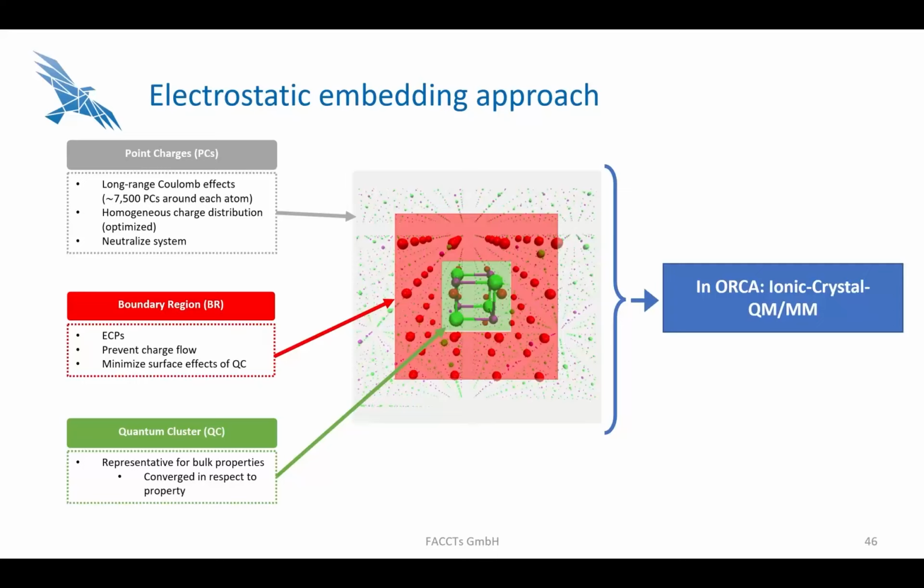The long-range effects of the crystal are then imitated by a large field of point charges. These point charges do not only have to represent the electrostatic long-range effects by creating a homogeneous charge distribution imitating the ionic charges of the quantum cluster, but also have to make sure that our overall system is neutral, because a large solid is typically neutral in charge. Between the point charge field and the quantum cluster, we are introducing a boundary region of effective core potentials. They should prevent charge flow between the quantum cluster and the point charge field, as well as minimize surface effects of the quantum cluster, so that overall our electrostatic embedding approach gets the closest to an ideal ionic crystal.